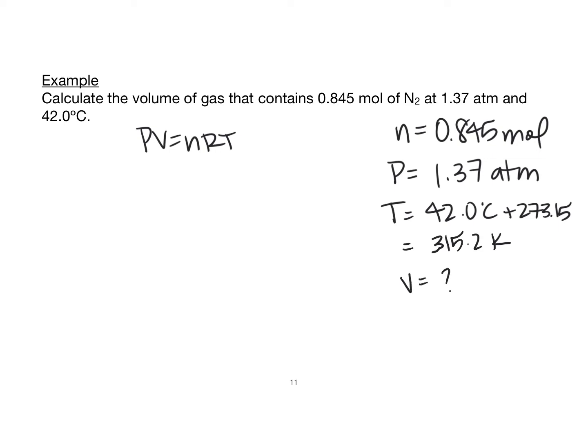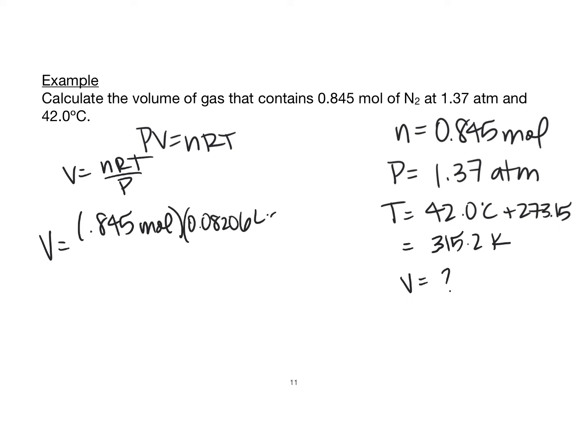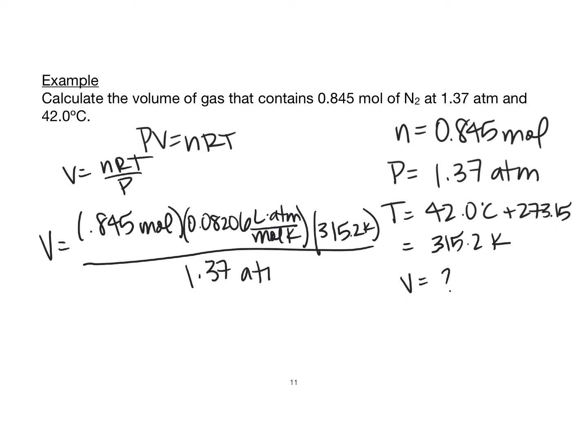So now we can rearrange this equation to be V equals nRT over P. And so we have n, P, T, and R, so we can solve for the volume. So the volume is n, which is 0.845 moles, multiplied by the R value of 0.08206 liters atmospheres per mole Kelvin, multiplied by the temperature of 315.2 Kelvin. I'm going to divide that by the pressure, which is 1.37 atmospheres.